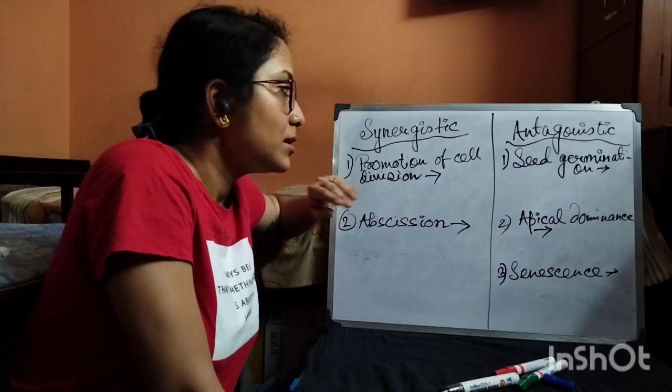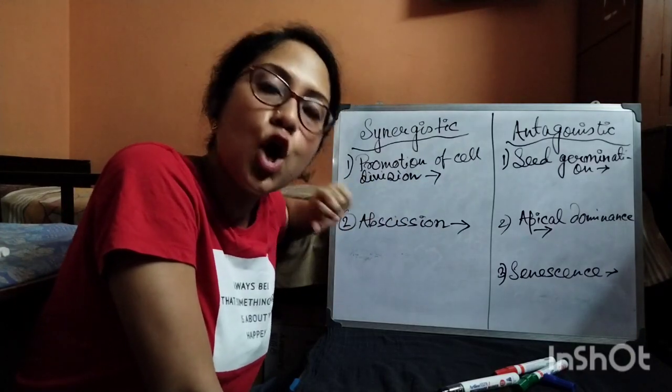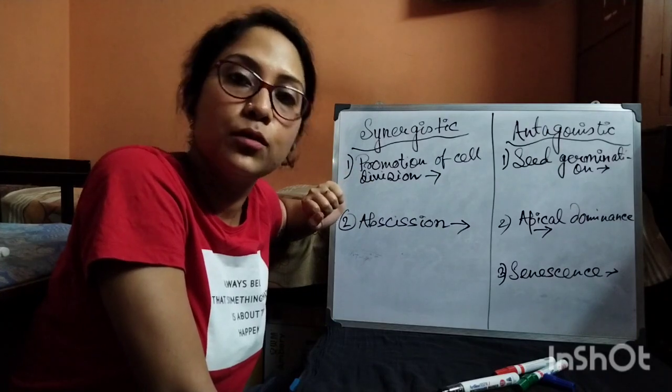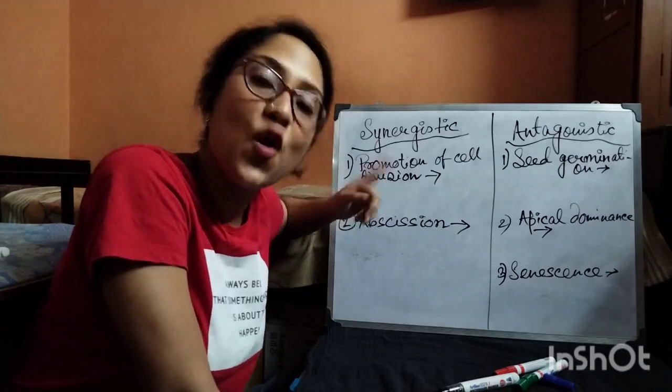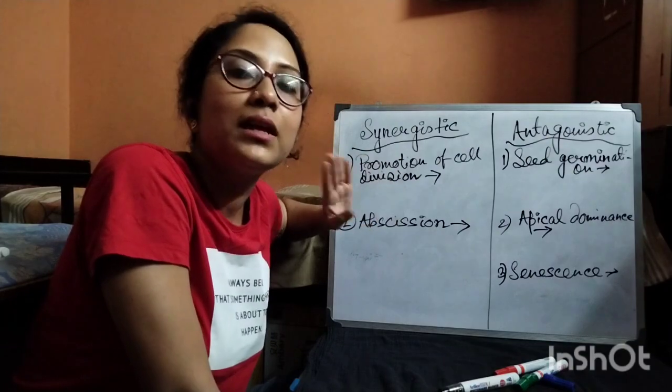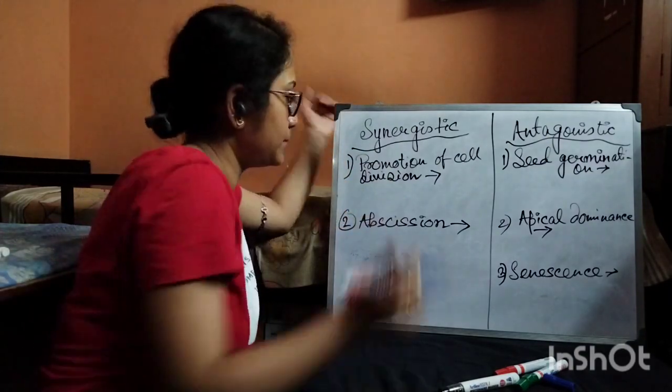Okay. Promotion of cell division. 2 hormones act over this. What are the 2 hormones? The first one is auxin. Okay. And the second one is cytokinin.